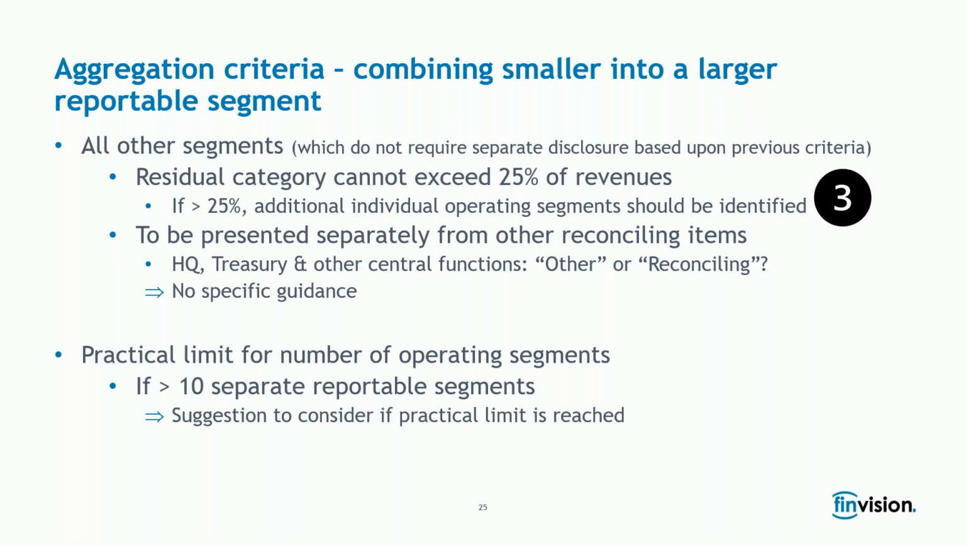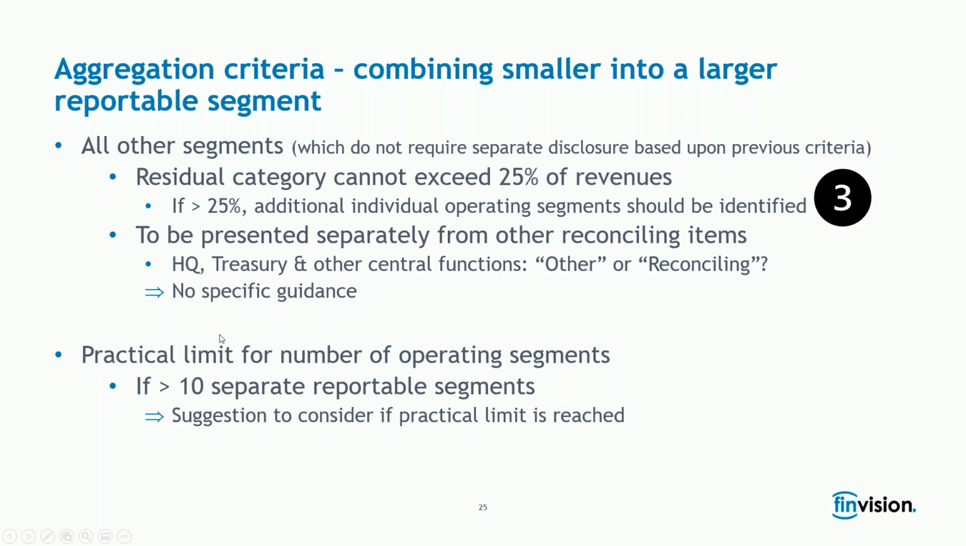So questions arise there. Headquarters, treasury, as said, could be not a separate reportable operating segment. In what category should they fall? Is it the other or the reconciling? In fact, IFRS 8 does not give specific guidance on that. It's a matter of judgment and making sure that it's consistent year on year and that it's clear what is included in the other or in the reconciling category.